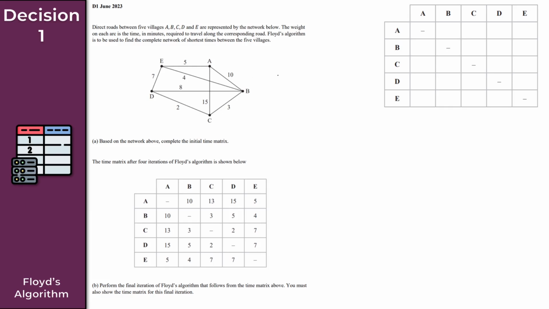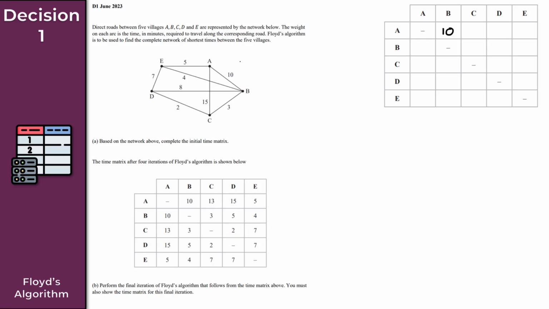So for example, going from A to B, that would have a weight of 10. What we're looking at here is the direct routes for the initial time matrix. So from A to B, that has a weight of 10. And the units are minutes. So 10 minutes, so we input 10 into the initial time matrix.